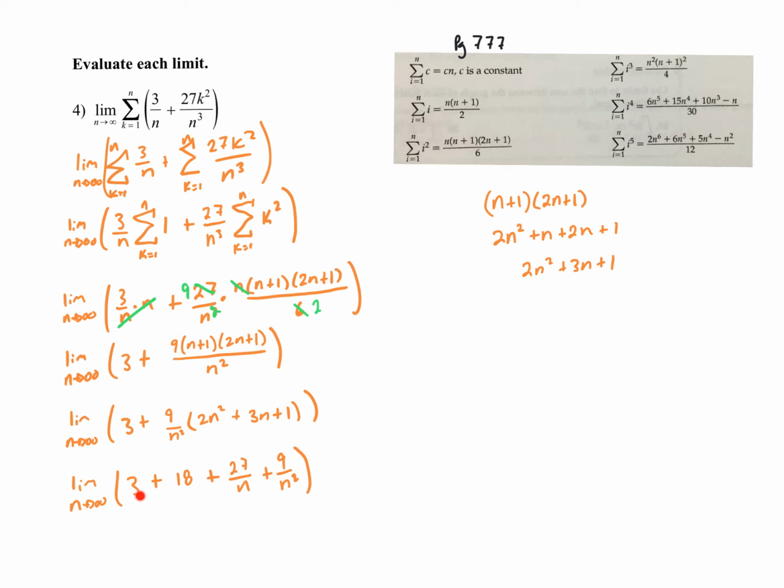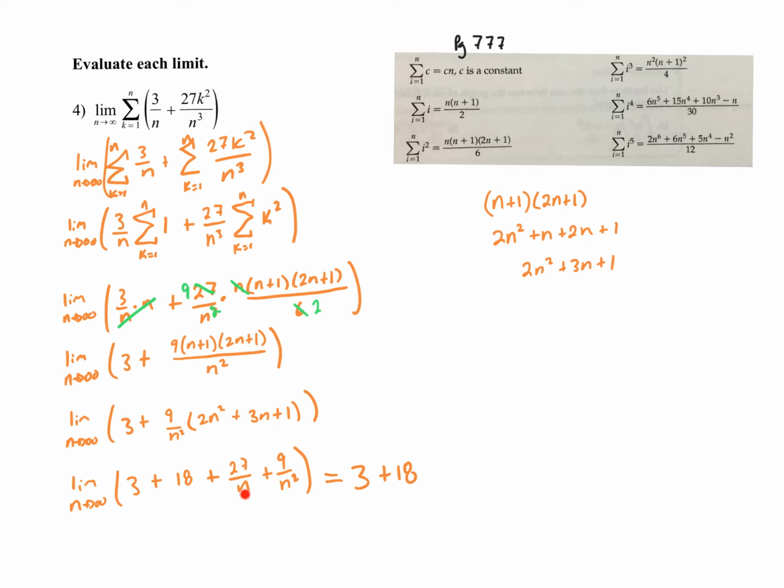Now, if we're taking the limit of this whole thing, it's the same thing as taking the limit of each of these individually. Now, how does this change as n gets really big? Well, it doesn't change at all. It's just 3. How does 18 change? Well, it doesn't. It's just 18.